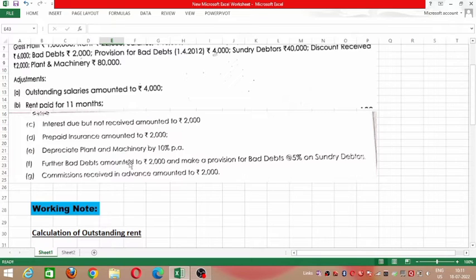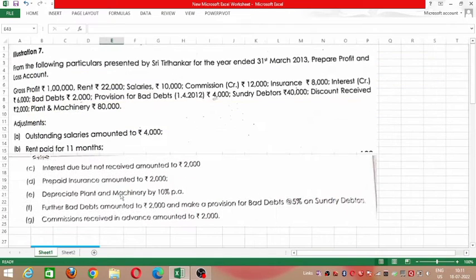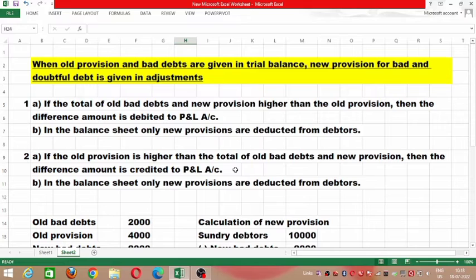Next we have further bad debts amounting to 2,000, and make a provision for bad debts at 5% on sundry debtors. So before going to this particular adjustment, we should understand certain information. Let's see that. We can notice in this problem old bad debts, old provision for bad debts, and new bad debts and new provision are given. They have given all four pieces of information. How do we need to calculate that? Let's see. When old provision and bad debts are given in the trial balance, new provision for bad and doubtful debts is given in adjustments.